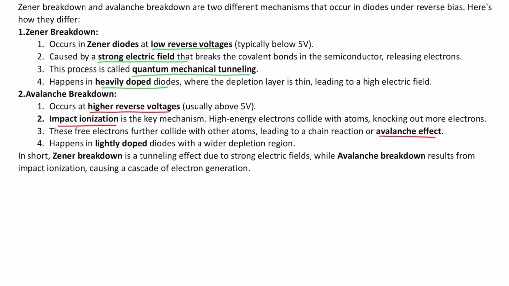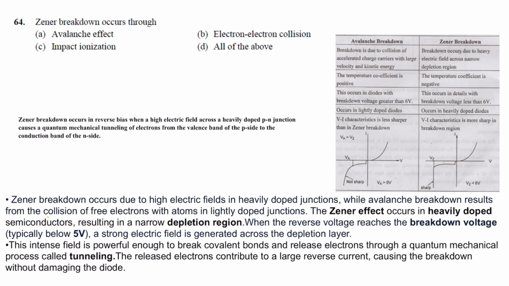Avalanche breakdown happens in lightly doped diodes with a wider depletion region. Therefore, the avalanche effect, electron-electron collision, and impact ionization, options A, B, C, are all related to avalanche breakdown. The correct answer should be none of the above. This is quantum mechanical tunneling.